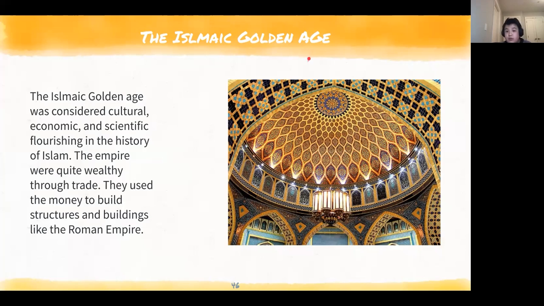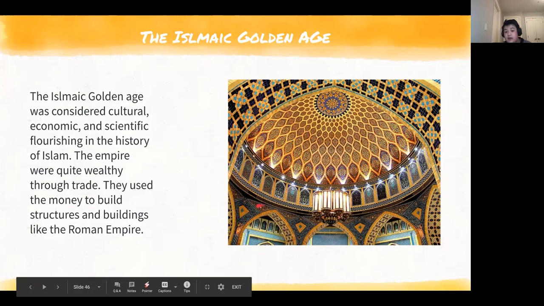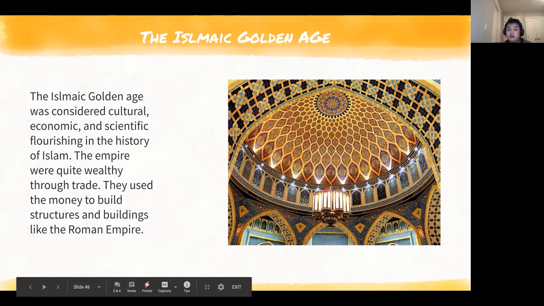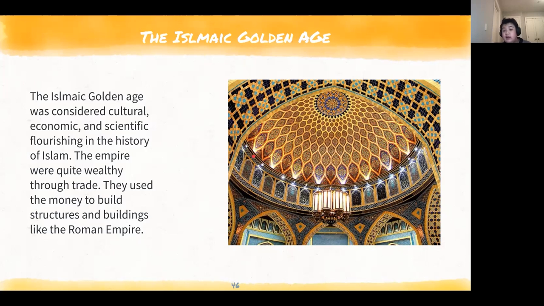As I said before, in this church, we can see that it is a dome, and on the bottom are archways. We are able to see that it followed from the Roman Empire, because like I said, the Roman Empire were the ones who invented this type of build. The Islamic Golden Age were able to get Roman books, Roman ideas, Roman writing, and they were able to use it and build their own empire off it.